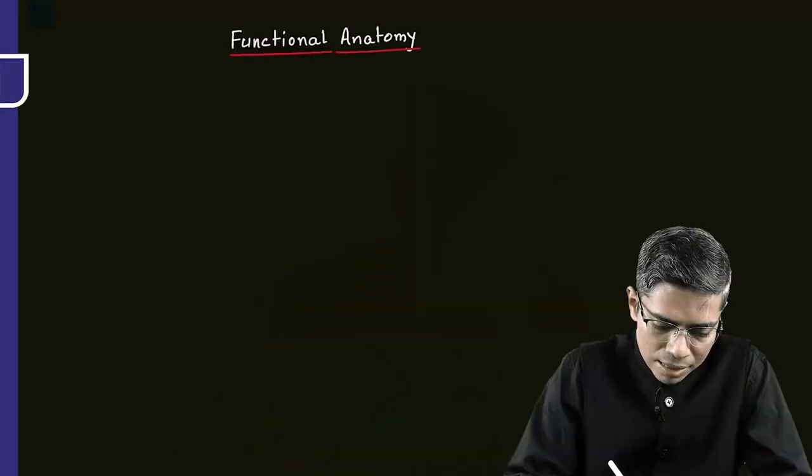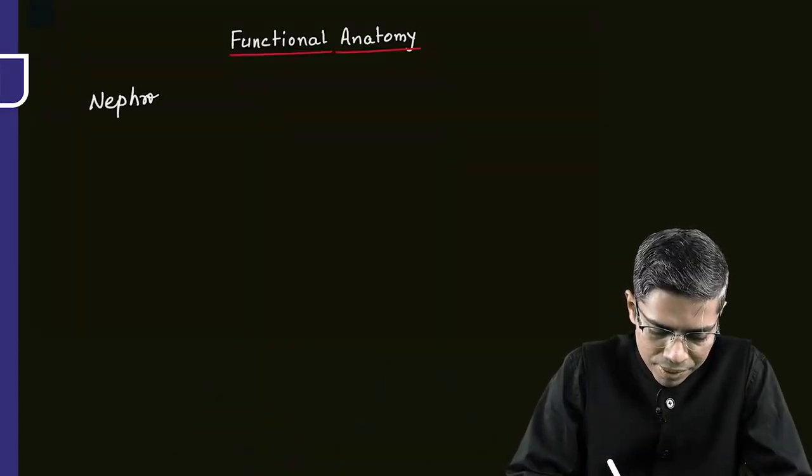Hello students, now we are going to start a new topic, that is renal physiology. The first thing that we are going to discuss is the functional anatomy of the kidney. So all of you know that the structural and functional unit of the kidney is the nephron, right?